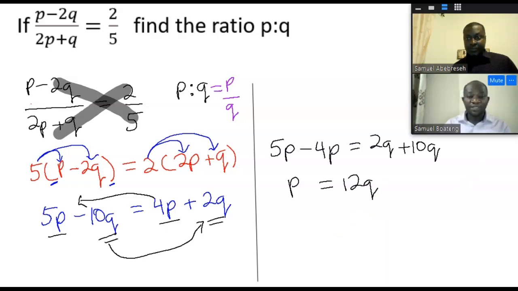So remember, we are to find p on q. So we divide both sides by q.